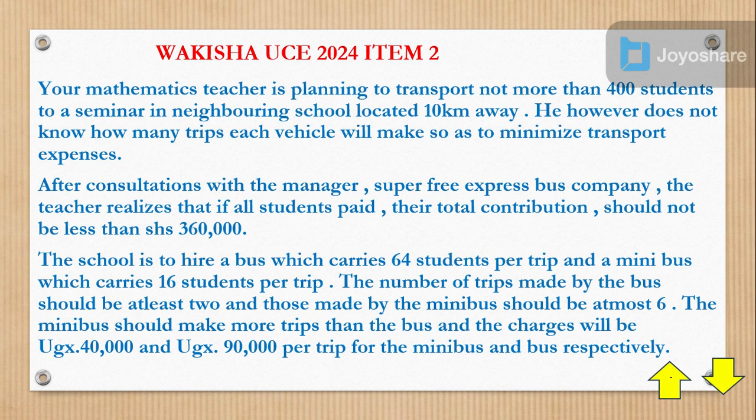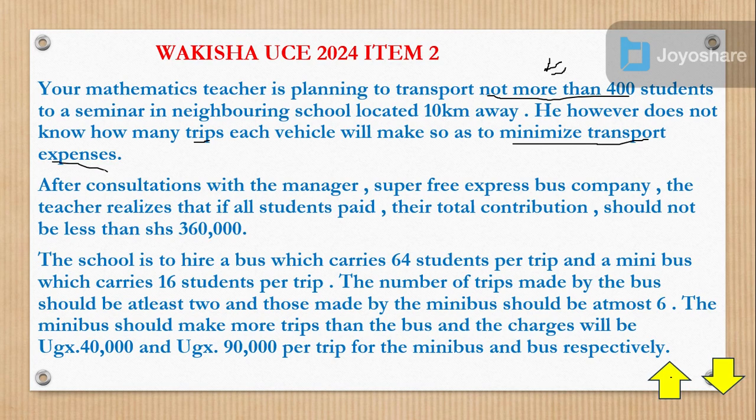It says, your mathematics teacher is planning to transport not more than 400 students. Not more than 400 students. Mark the language. Not more than 400 students. Now this means that we shall have a less than or equal. That's what it means. Not more than means less than or equal. Mark that. Students to a seminar in a neighboring school located 10 kilometers away. He, however, does not know how many trips each vehicle will make, so as to minimize transport expenses.